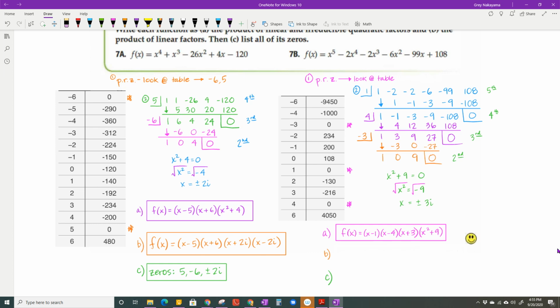Second part says write it as a product of linear factors. So my x squared plus 9 has to be factored. So I hope you're already telling me that f of x is going to be x plus 3i and x minus 3i. And that makes my zeros 1. It's always the opposite of the factor. 1, 4, negative 3, and then plus or minus 3i.